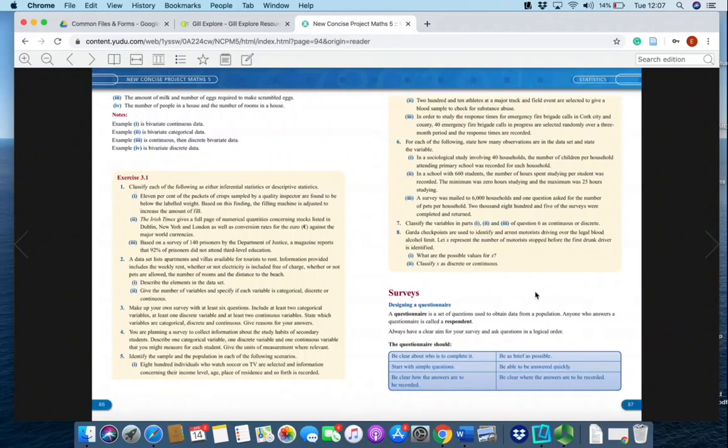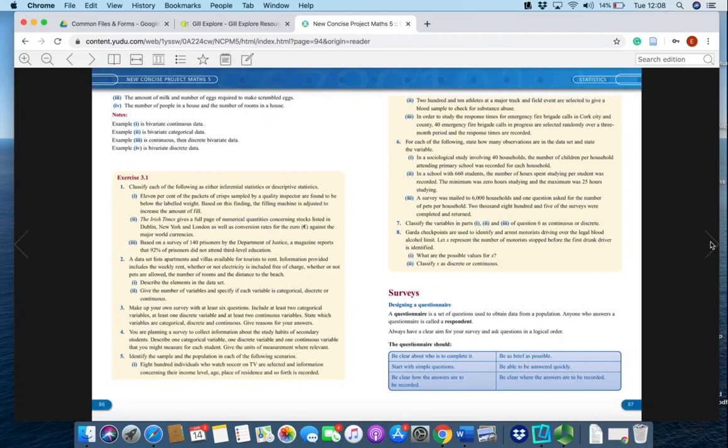Okay, so how do you design a good survey? And this does come up as well. So a questionnaire is a set of questions used to obtain data from a population. Anyone who answers is a respondent. So a good survey should be clear about who is to complete it. It should start with simple questions. It should be clear as to how the answers are to be recorded. It should be as brief as possible. It should be able to be answered quickly. It should be clear about the answers.